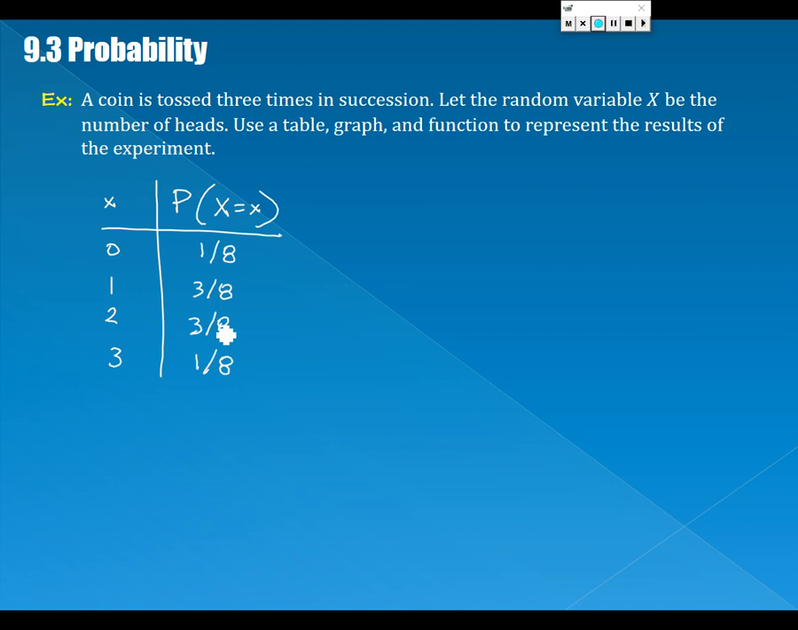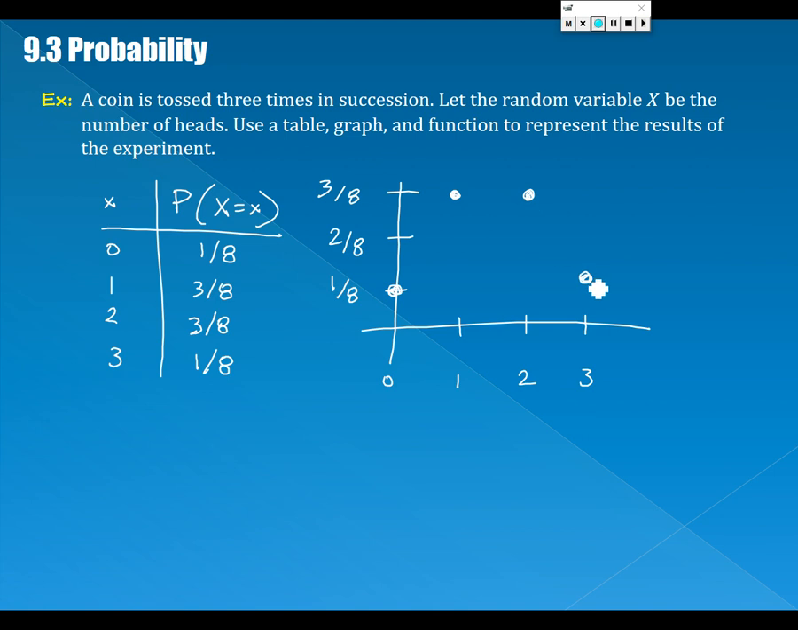If you were to graph this, it's not super interesting, but you might plot 0, 1, 2, 3, with probabilities 1/8, 2/8, 3/8. So you could actually plot these as points, I guess. It's not super interesting, but you could draw it that way, maybe.